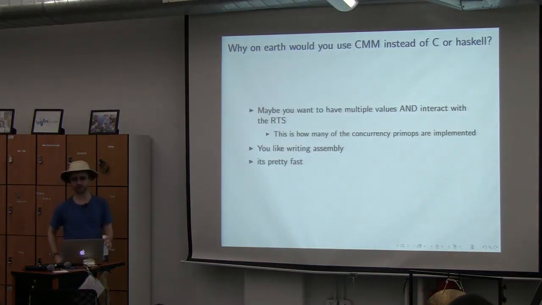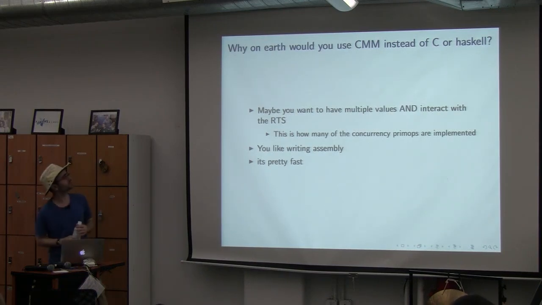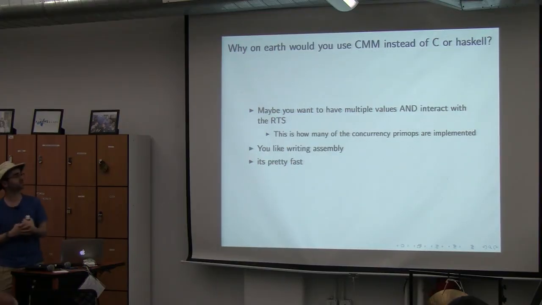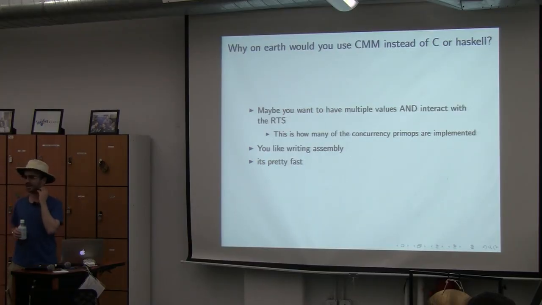So why on earth would you use C minus minus instead of C or Haskell? Maybe you want to write some low-level code and do multiple return values and interact with the runtime system. Maybe you want to allocate on the stack. Maybe you want to mess with the heap. Maybe you're writing new concurrency PrimOps. Or maybe you like writing things that give you all the error handling support of assembly.